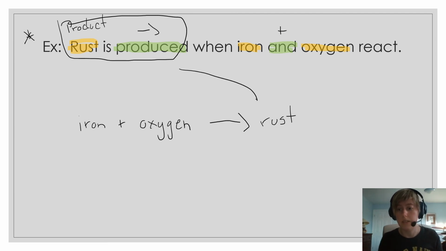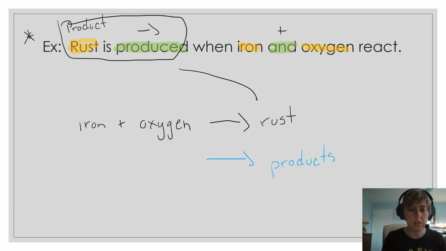So it's only part 1 that you're highlighting your keywords and your buzzwords, but you also have to read the sentence and look for the clues. So if we're seeing rust is produced, well, rust is my product. That's why I have rust completely on the right of the yield sign, because again, if I'm looking at my basic structure, everything to the right of my yield sign are my products. Everything to the left of my yield sign are my reactants.